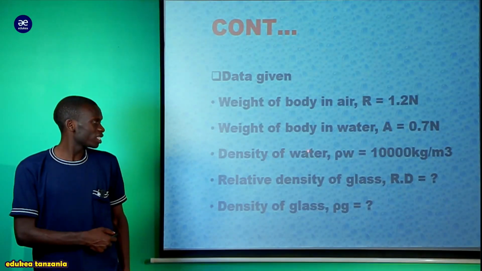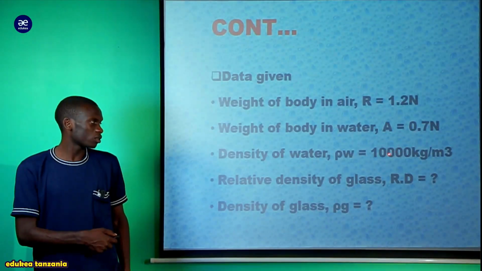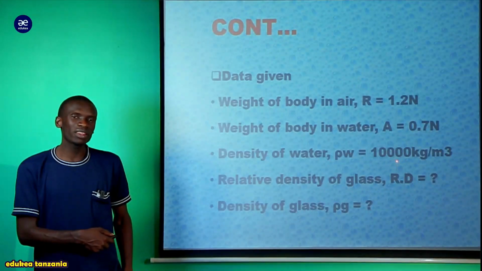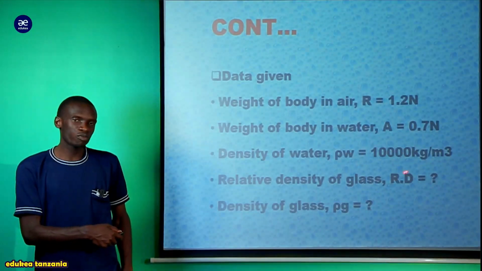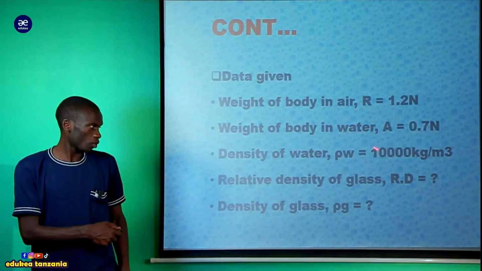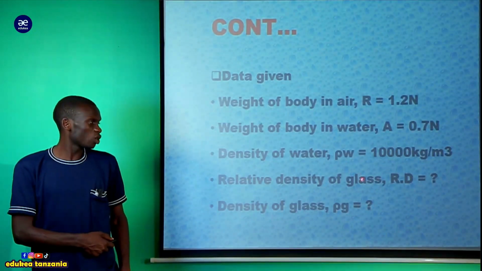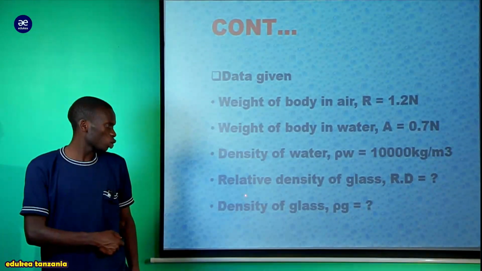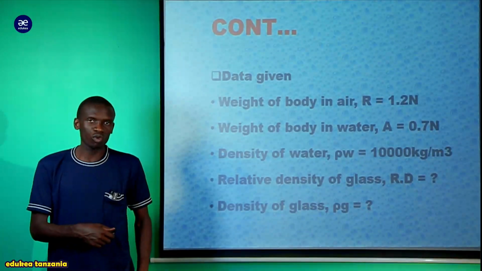We are given the density of water, 1,000, not 10,000, it is 1,000 kilogram per meter cubed. The relative density of glass is what you are required to find, and you are also required to determine the density of glass.